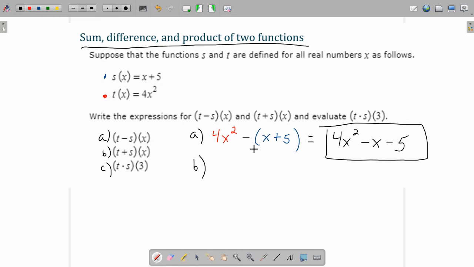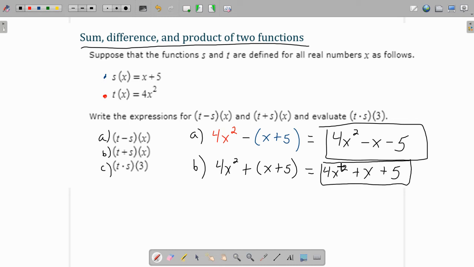Part B, I'm not going to use the different colors again. It's t plus s, 4x squared plus x plus 5. Technically, with a plus, you don't need parentheses. I just like using them because when you distribute the positive 1, it stays the same. So 4x squared plus 1 times x is plus x, plus 1 times plus 5 is plus 5. There are no like terms, so that's our answer.